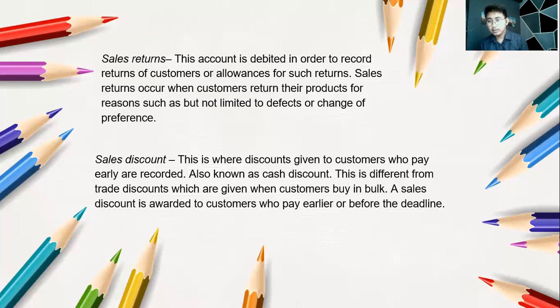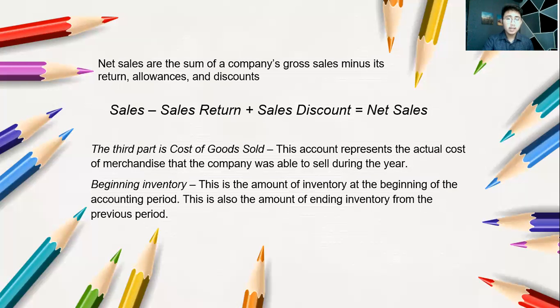Okay. So now we proceed to the net sales, or the sum of company gross sales minus its return allowance and discount. So makukuha po natin yung net sales natin kapag kinumpute natin yung gross sales natin at ima-minus po sa return allowance and discounts. Okay? So we have the sales minus sales return plus sales discount is equal to net sales. Okay? So the third part is the cost of goods sold.